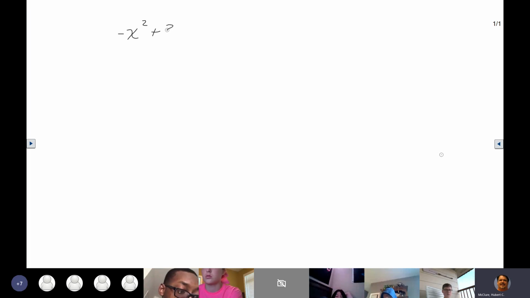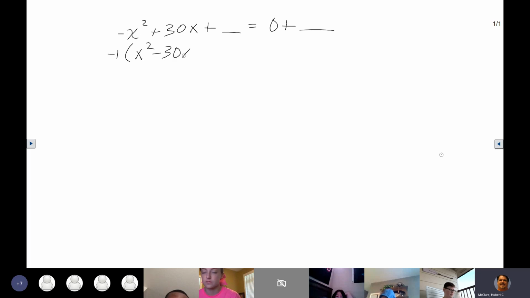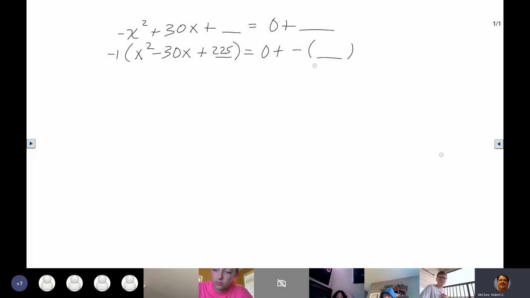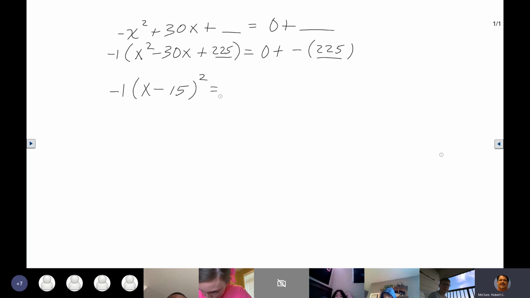Negative x squared plus 30x plus blank is equal to 0 plus blank. Negative 1, x squared minus 30x plus blank is equal to 0 plus negative blank. Half of 30 is 15. 15 squared is 225. Negative 1 times x minus 15, quantity squared, is equal to negative 225. And there's your vertex. Vertex is 15, comma, 225.